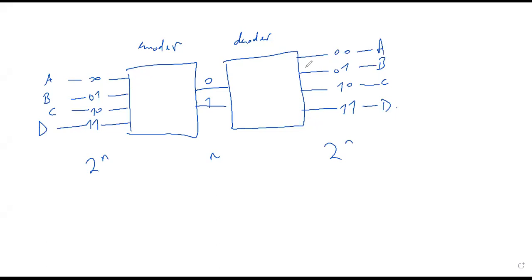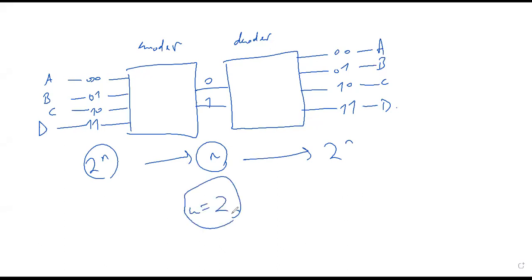All right, we continue with how the encoder and decoder works. Now, as I was explaining, for my encoder, I have 2 to the power of n inputs, which produces n outputs. For my decoder, I have n inputs producing 2 to the power of n outputs. In my example, I have n equals 2.